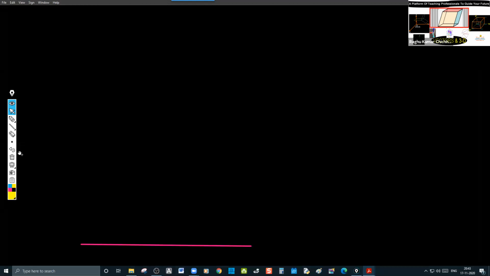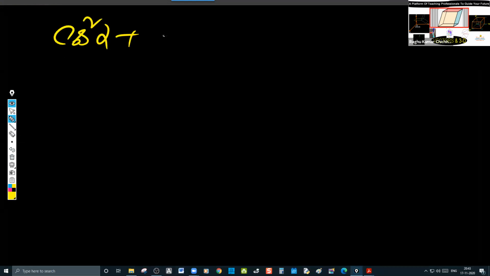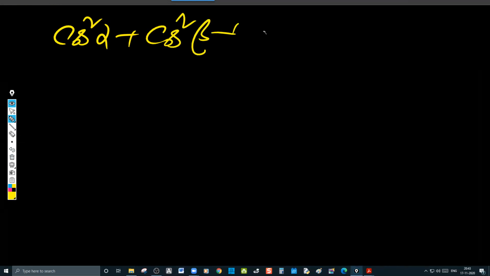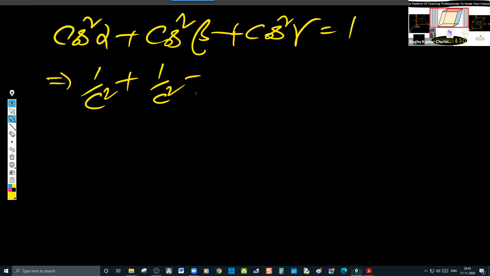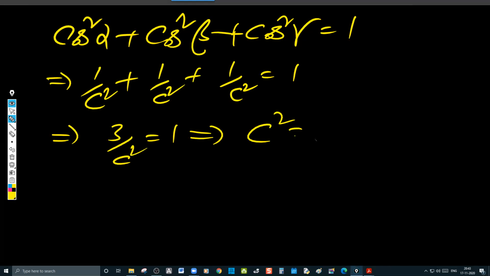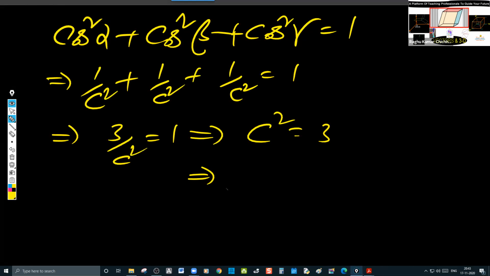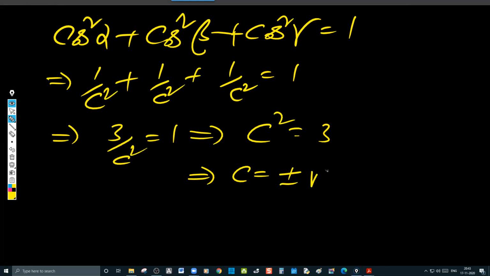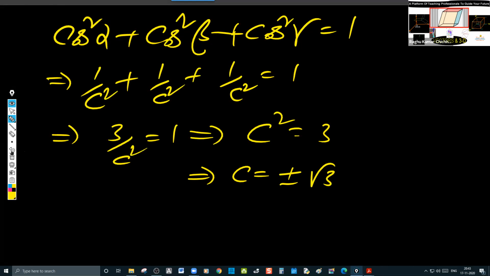No, the relation between DCs, please. What is the relation between DCs? Kaushik, answer. l square plus m square plus n square is equal to 1. Correct. Which is 1 by c square plus 1 by c square plus 1 by c square is equal to 1. 3 by c square is 1, so c is equal to root 3, plus or minus root 3.